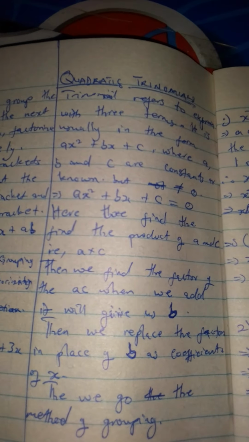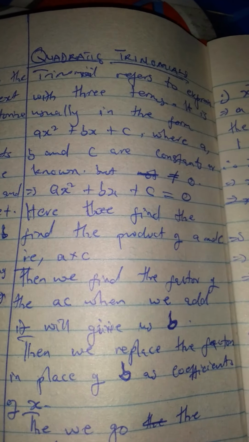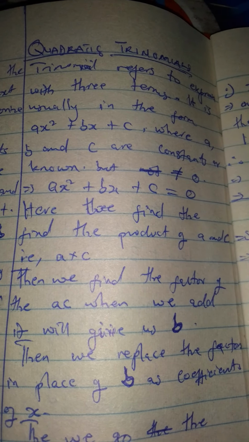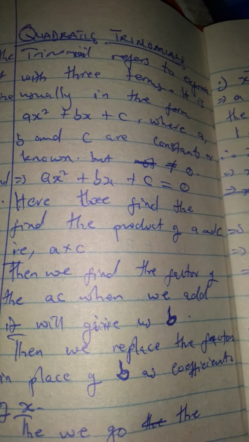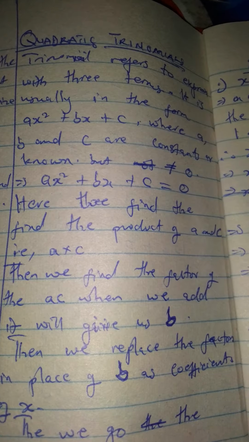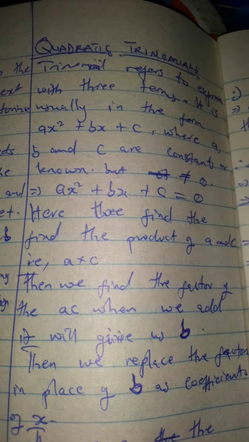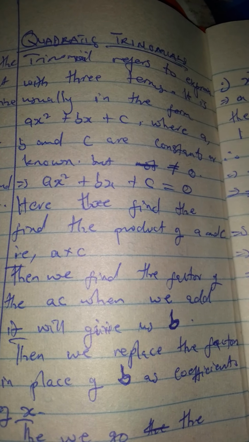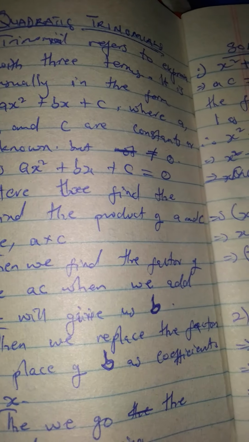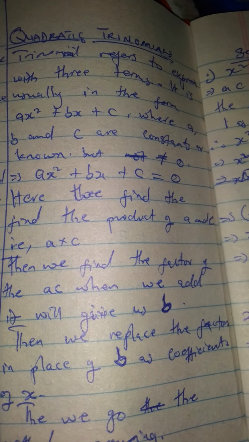trinomials, the quadratic trinomials. Trinomial is a term given to an expression with three terms. So we always compare it with ax squared plus bx plus c, where a, b, and c are constants and not equal to 0. If any is equal to 0, then it is not a trinomial expression, right?